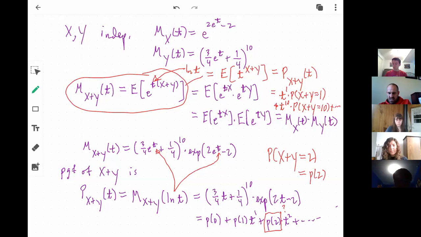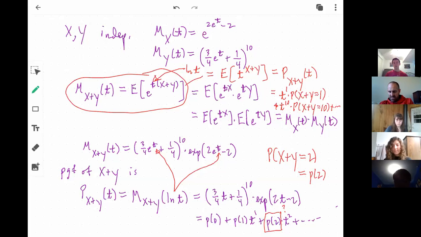How would I get p of 2 from this? What would I do? What do you think? With this guy right here, what would I have to do? Take the second derivative and then divide by 2. Yeah, 2 factorial, really. Take the second derivative and then divide by 2. You understand what I'm saying?